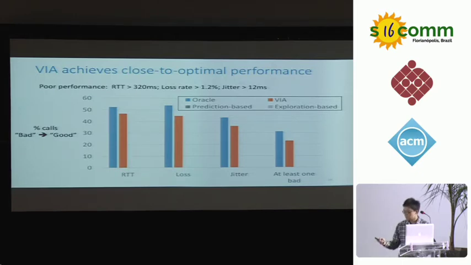For instance, you can see here, on RTT, Oracle can reduce calls with high RTT by 53%. At the same time, VIA can reduce it by 45%. So across all these metrics, we see consistently that VIA can realize most of the benefit of managed overlay. Now, just as a reference point, we also compare VIA with the strawman predictive and exploration-based methods. And we find that VIA is much closer to the optimal than the strawman.